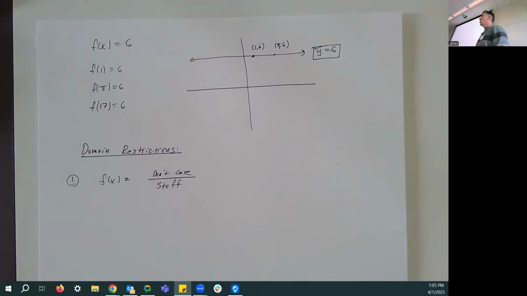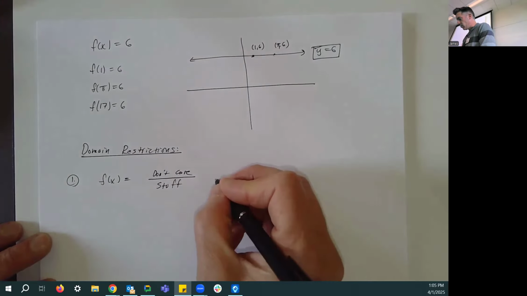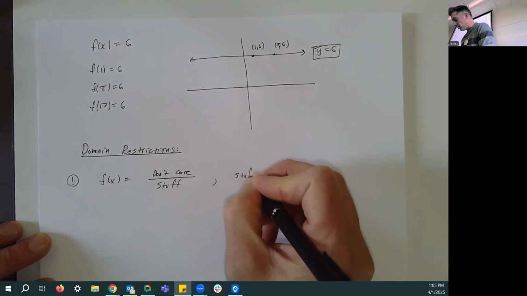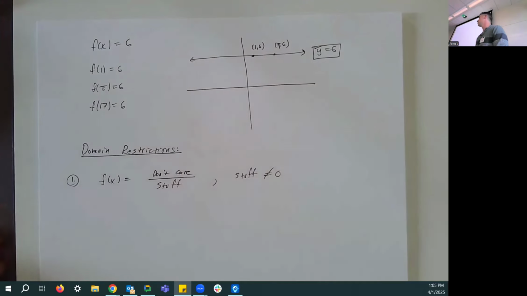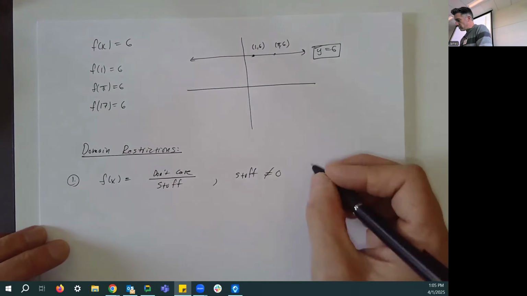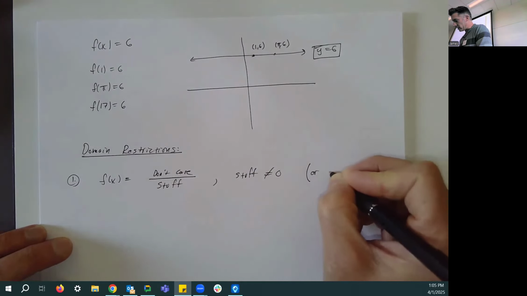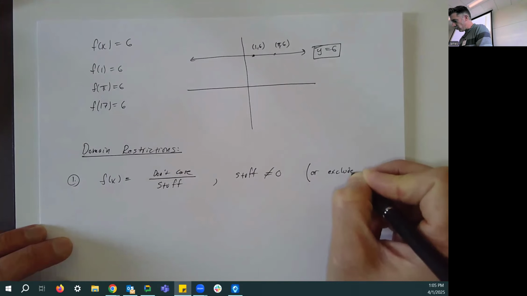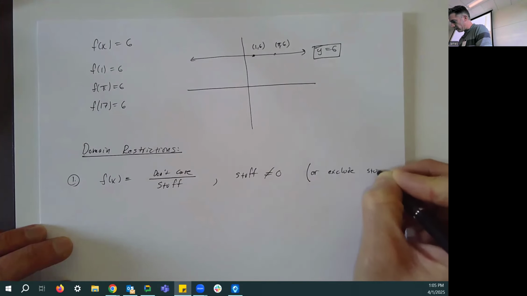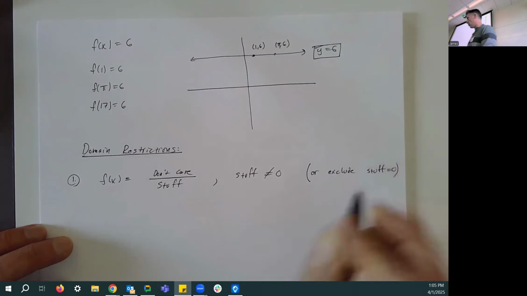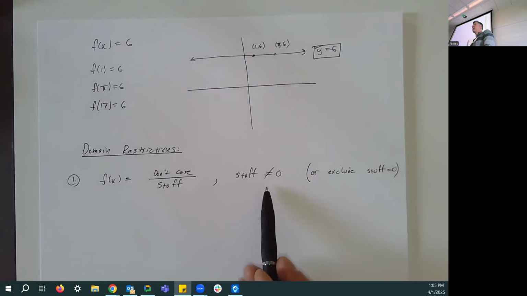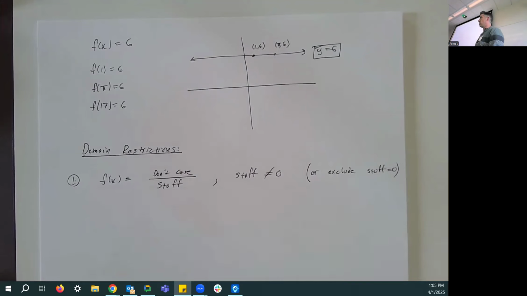In this case, we're going to start off by saying, well, the stuff on the bottom better not be equal to 0. We can't divide by 0. Doesn't work. And to be honest, what we usually do is we exclude where the stuff on the bottom is equal to 0, because it's usually easier to think about solving that equation instead of solving this non-equation, this inequality. We'll do some examples in a minute, but I want to write down the 3 things here, and then we'll talk about some examples.